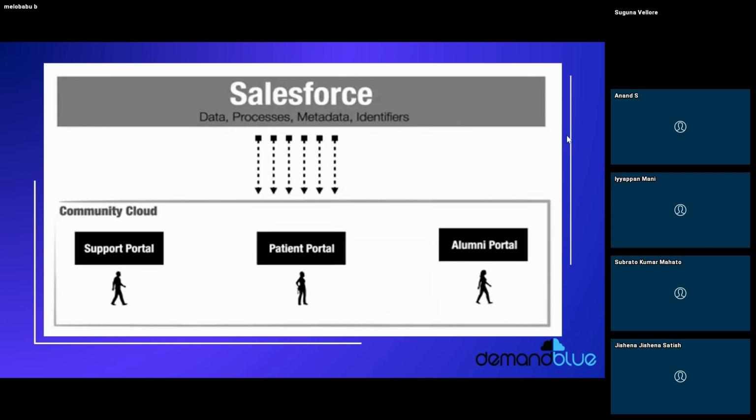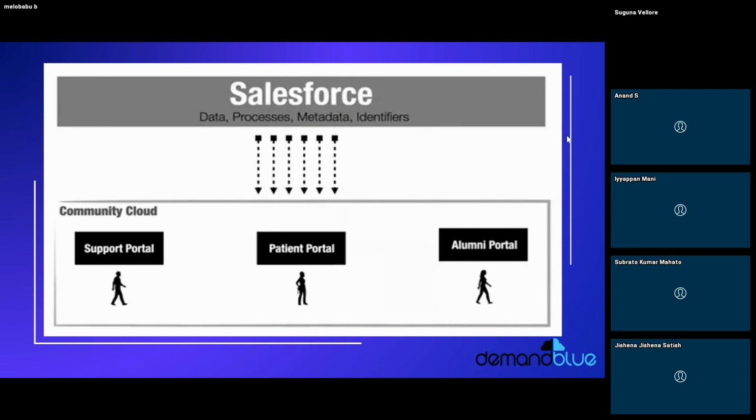So a person or a group of team which is using the community portal can get the data from Salesforce, and from the hospital they can get the details. Consider that you have an alumni portal for the students who finished their courses in your hospital, they can also log in and get the relevant details from Salesforce.